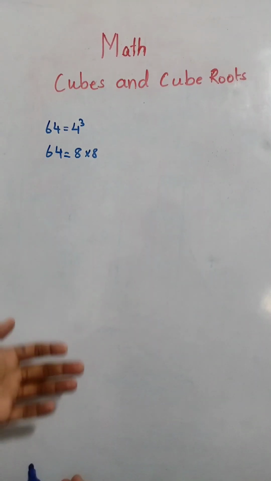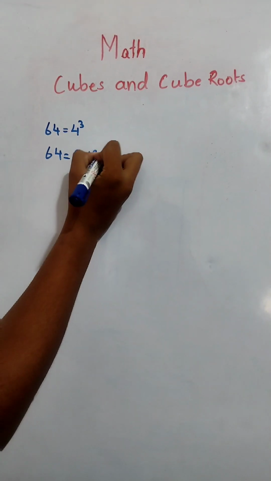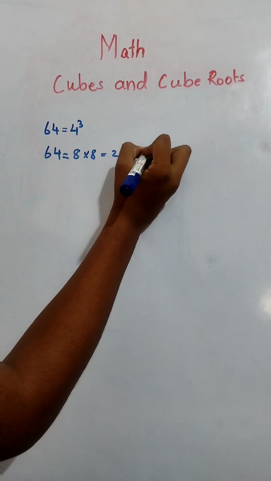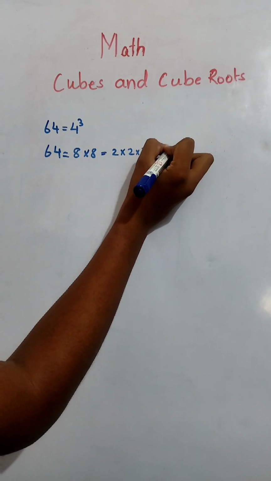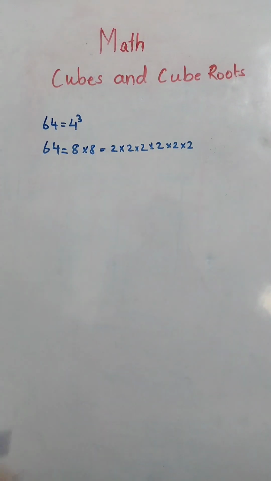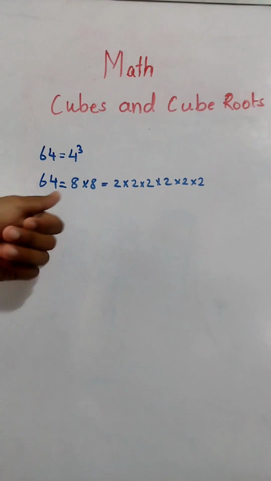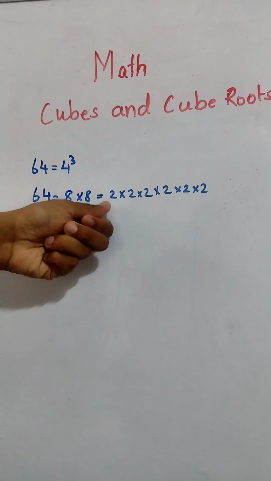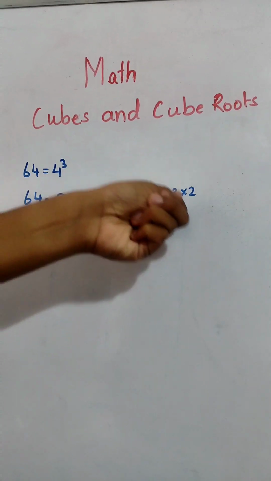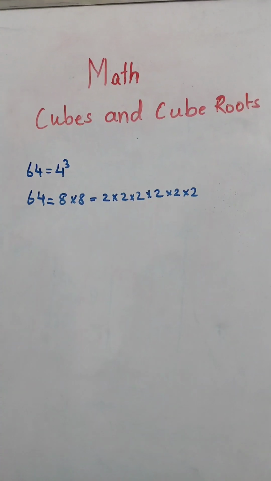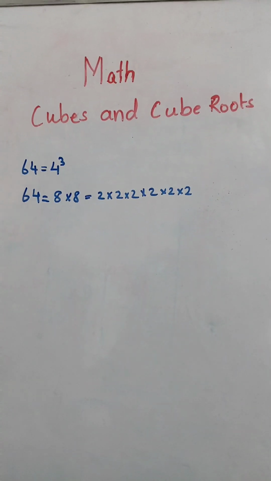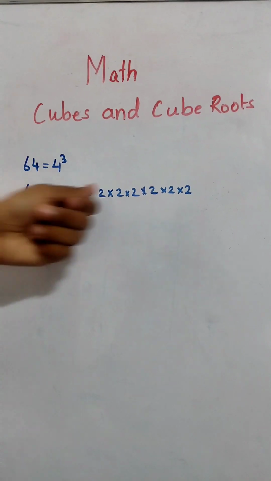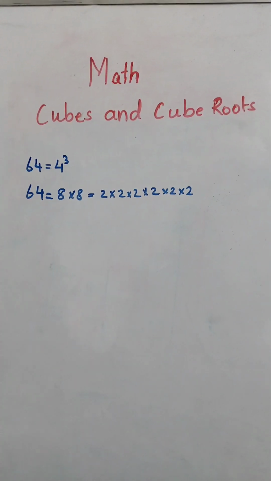We can continue prime factorizing this in simpler terms, and write this as 2 into 2 into 2 into 2 into 2 into 2. So over here we can see that 8 times 8 is equal to 2 times 2 times 2 times 2 times 2 times 2, that is nothing but 2 to the power 6. Also, we can see that all we have done is take 2 cube and multiply that by 2 cube, as 8 is equal to 2 cube.